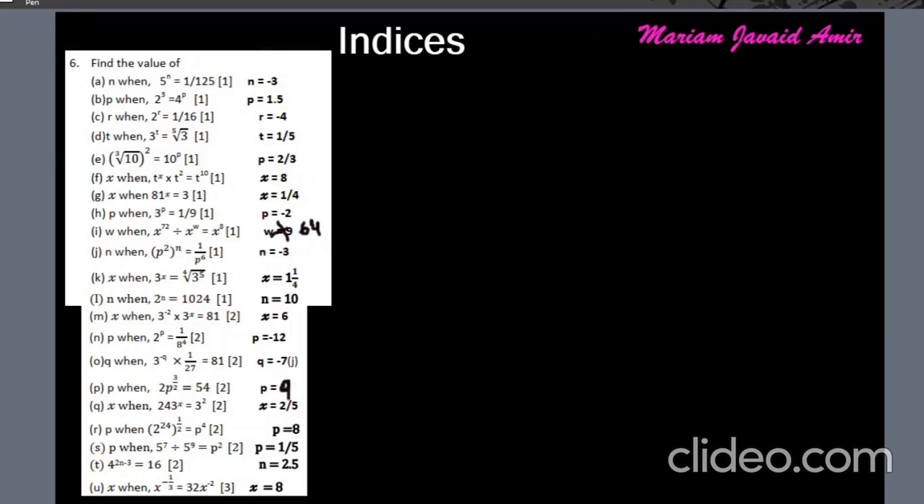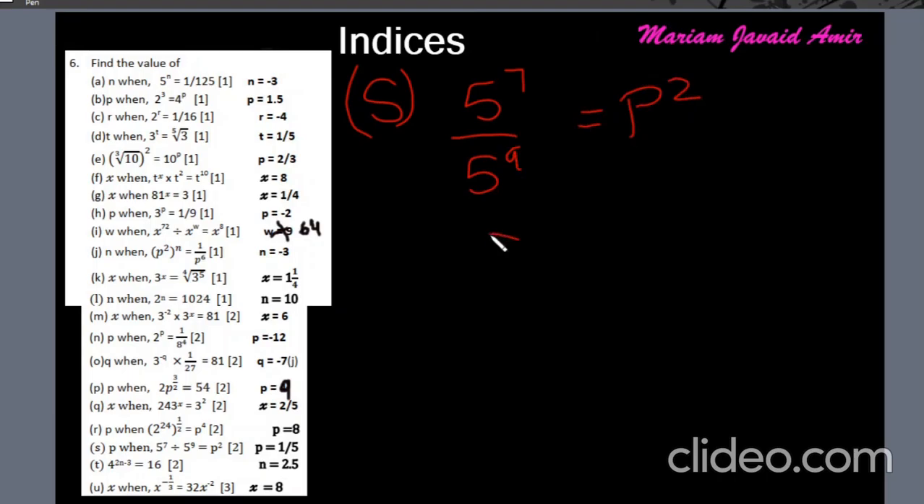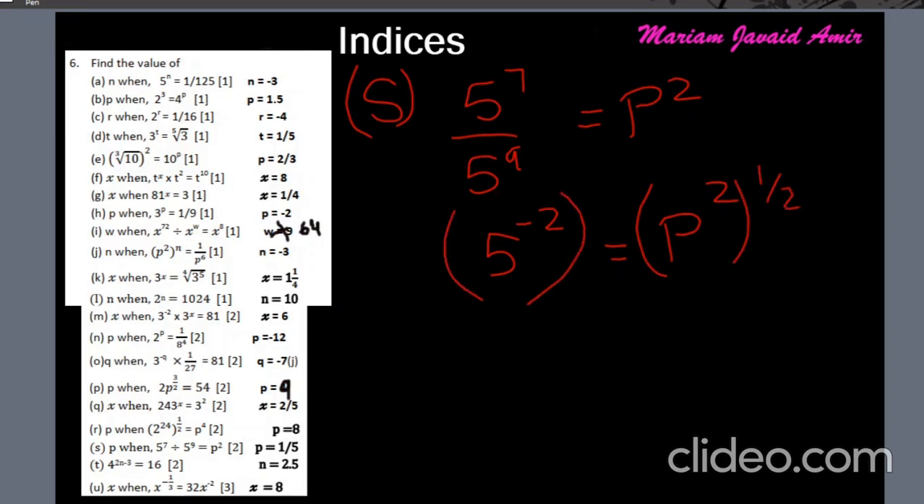Part S is 5 power 7 divided by 5 power 9 equals P square. So this becomes 5 power minus 2 equals P power 2. So again, to make P the subject, we'll be taking power half here and also taking power half here. So we get 5 power minus 1 equals P. So P should be equal to minus 1, which is not the answer again.